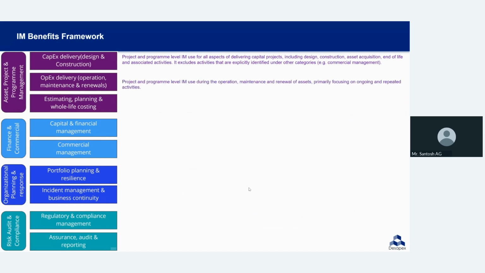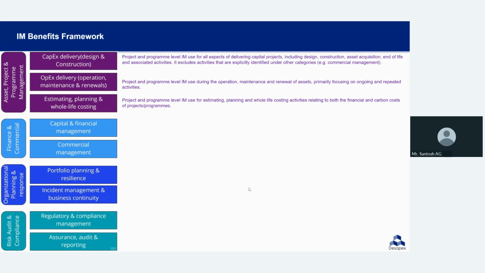In the OpEx stage, the information management is used during the operation, maintenance, and the renewal of the assets, primarily focusing on the ongoing and the repeated activities. During the estimating, IM is used for estimating, planning, and whole life cost savings relating to both the financial and the carbon cost of the projects or the programs.